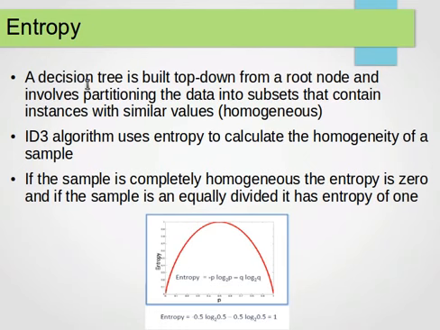A decision tree is built top down from a root node, and it involves partitioning the data into subsets that contain instances with similar values. So they need to be homogeneous. After we branch, things need to get more homogeneous. The ID3 algorithm uses entropy to calculate the homogeneity of a sample. So we use entropy to decide whether something is homogeneous or not. If the sample is completely homogeneous, the entropy is 0. So if all the values are of the same class, then the entropy will be 0. If the sample is equally divided, the entropy is 1.